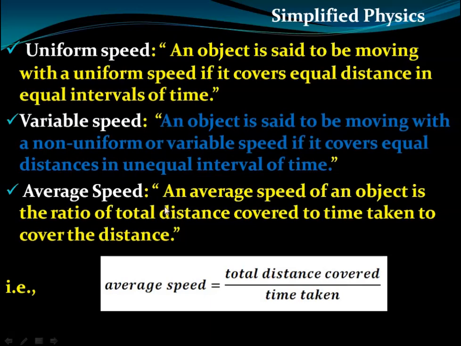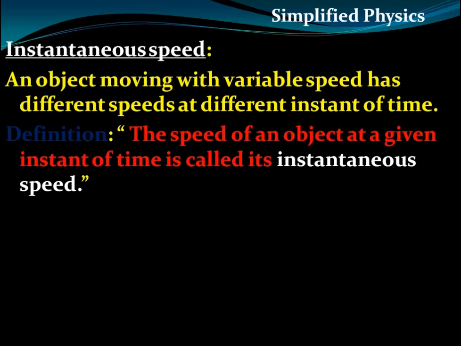Average speed. Suppose the body is traveling with a variable speed. In such a condition, the body is not in uniform motion, then the average speed of the object is simply the ratio of the total distance covered to the time taken. That is called average speed of the body. What is the instantaneous speed? If a body is moving with a variable speed, it has different speeds at different instants of time. Then at a particular instant of time, the speed of the object is simply called instantaneous speed.